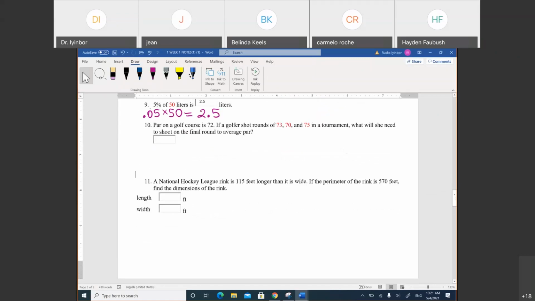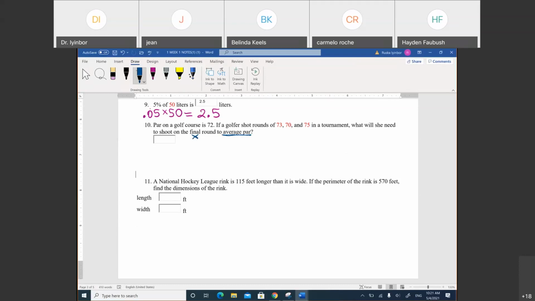And this is what you have. So par of a golf course is 72. If a golfer shoots rounds of 73, 70, and 75 in the tournament, what will she need to shoot on the final round to average par? Average, you know how to find average? Finding average is when you add all of the numbers and divide by how many numbers there are, okay? So let's say the final is X. So the final round, she shoots X.